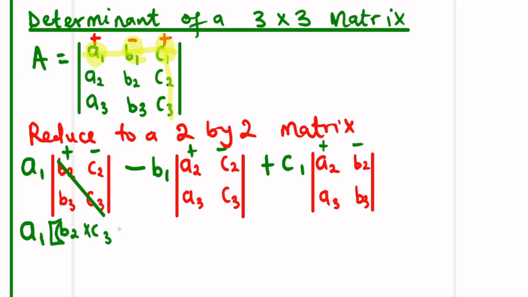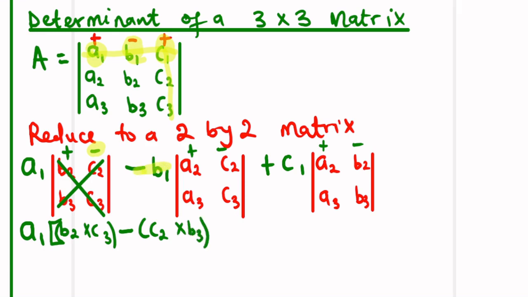Let's have that in a bracket. And then we'll have a minus sign here. We'll have a minus for the second diagonal, which is going to be minus, and then the second diagonal is going to be C2 times B3. C2 times B3.